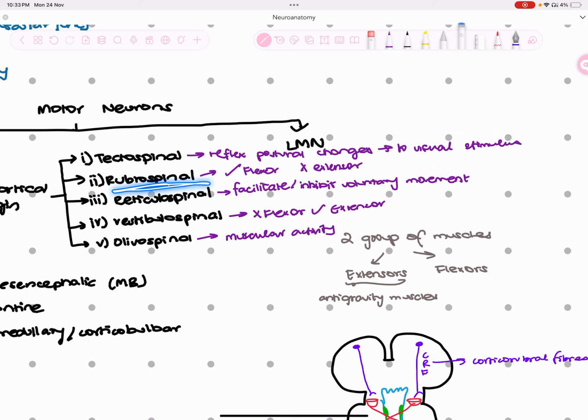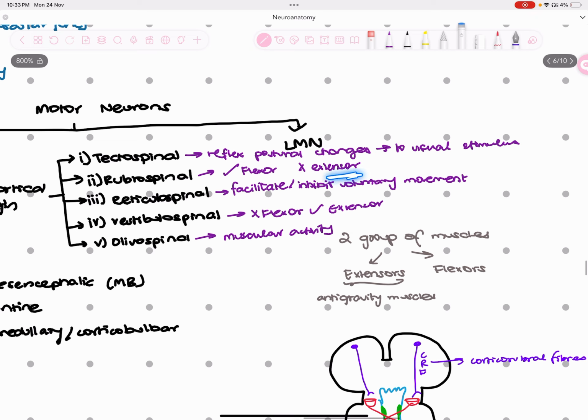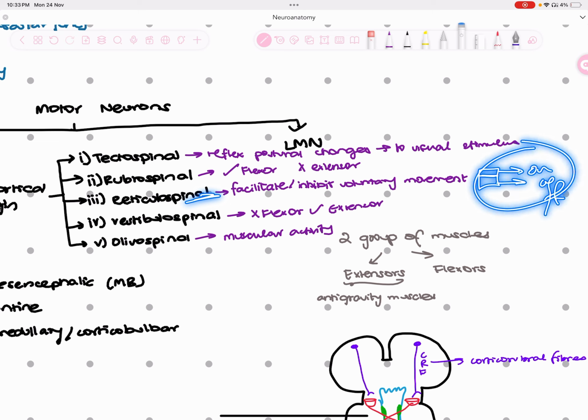And then rubrospinal, this begins from the red nucleus, which maintains the muscle tone. So rubrospinal, that's for sitting, right? So flexor muscles, their activity is enhanced and flexor muscles contract, right? And extensor muscles, they're inhibited. The anti-gravity muscles are inhibited, right? And if you talk about reticulospinal, so reticular formation, remember I told you it was an on and off switch for the cerebral cortex. So this can either facilitate or inhibit the voluntary movement.